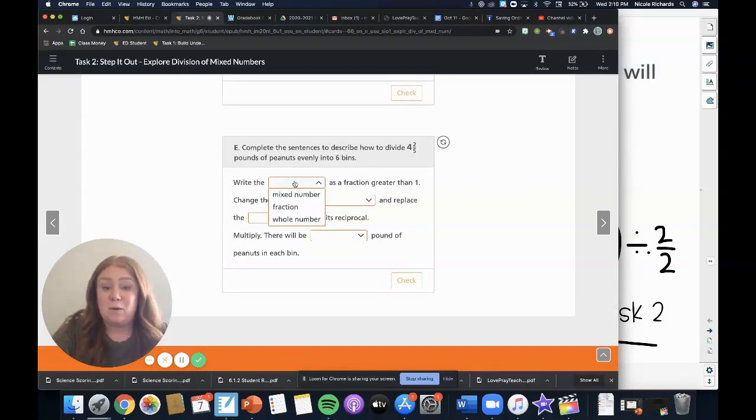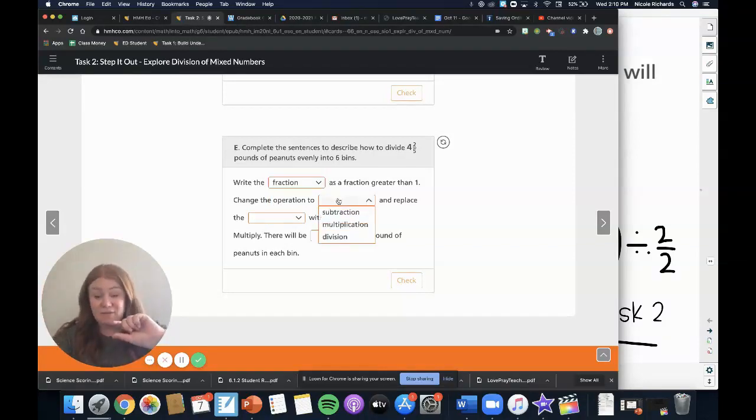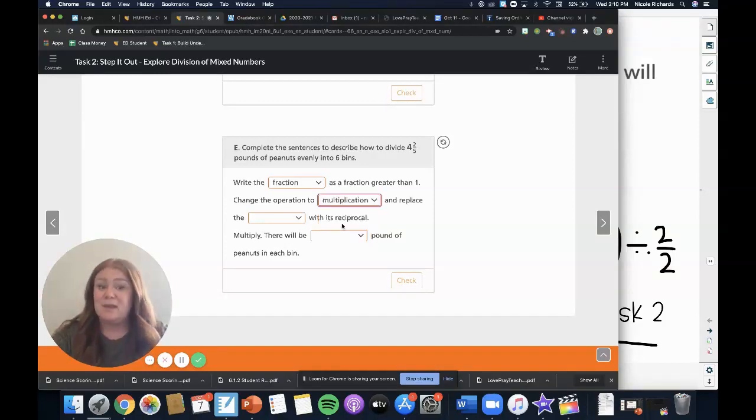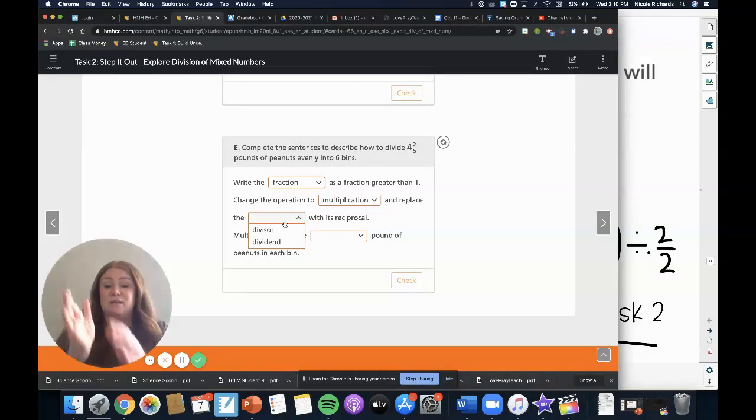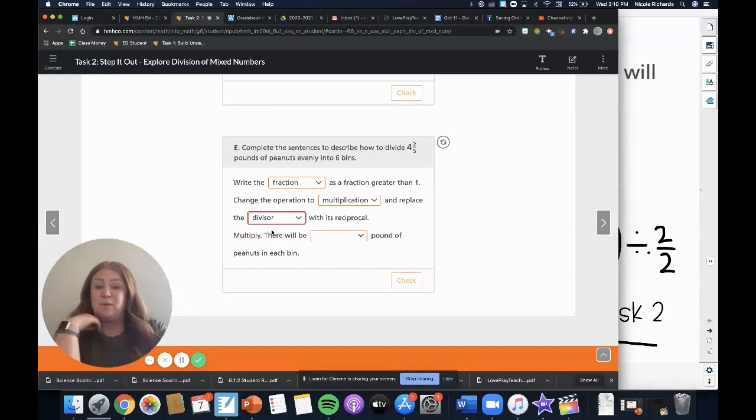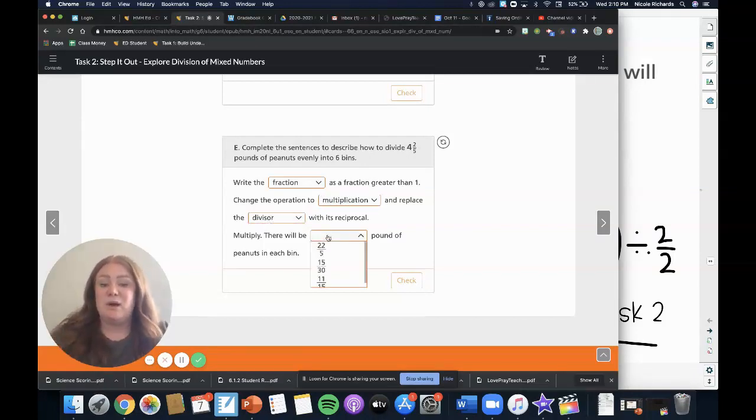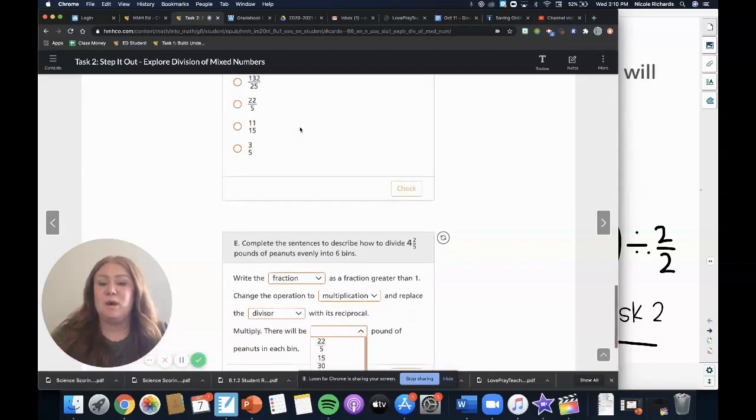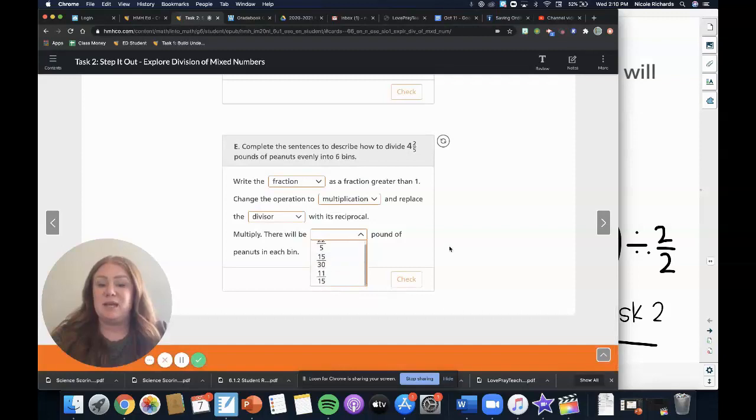So we're going to explain how we did that. So we wrote 4 2/5. We had to change it to a fraction greater than 1, which is an improper fraction. Then we had to change our operation. The opposite of divide is multiply. And then we had to change the second one, what we're dividing by, the divisor, with its reciprocal. So we had to copy the fraction that was improper, change division to multiplication, dot, and flip the divisor here. And then we're going to multiply, and we know our answer was, so tell me which one matched your answer from up here in each bin.